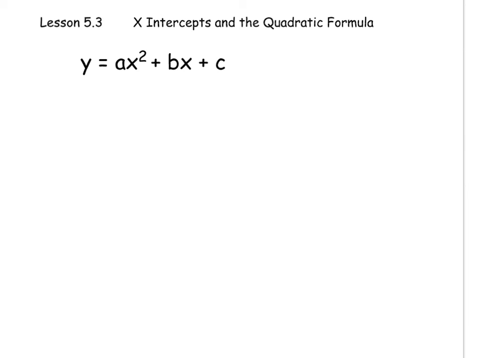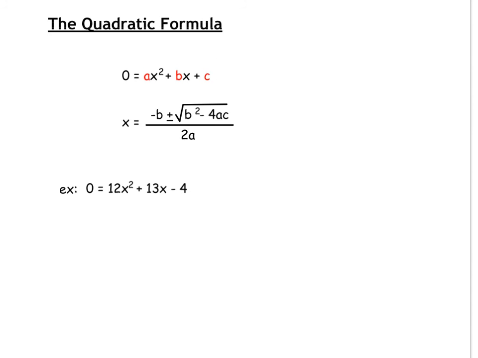All right, so x-intercepts and the quadratic formula. Basically what we're doing here is using the quadratic formula to find the solutions or the roots for a quadratic, and that will give me the x-intercepts. As a refresher, here is my quadratic formula: x equals negative b plus or minus the square root of b squared minus 4ac, all over 2a. The a, the b, and the c are the coefficients and the constant of the quadratic equation that you're given.